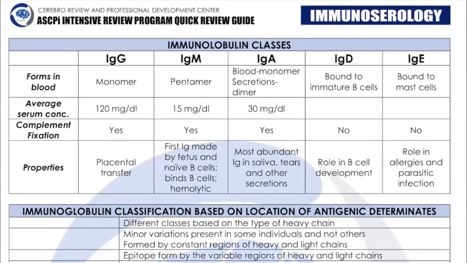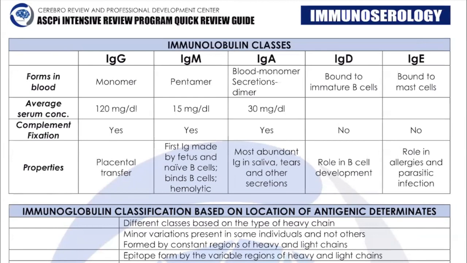Okay? Then for the average concentration, syempre pinakamarami sa dugo natin is yung IgG. Okay? Followed by IgA, then we have IgM. Okay? Actually yung mnemonic dyan is GAMDE, GAMDE. Okay? But I took this table from the ASCP review book.